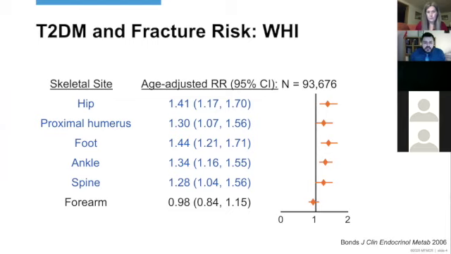This is data from the Women's Health Initiative that looked at women that had type 2 diabetes compared to the remainder of the women in that cohort. And as you can see here, after adjustment for age, there was an increased risk of fragility fractures at multiple sites, except the forearm. They were all statistically significant, ranging between 30 and 40% increase compared to the general population.